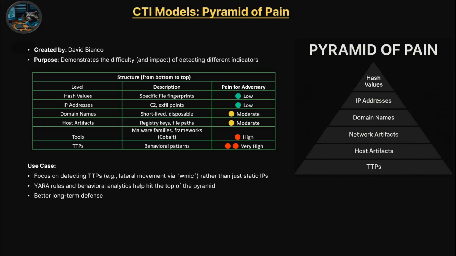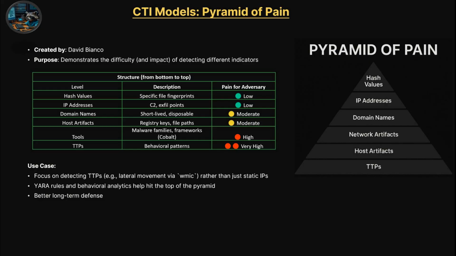It focuses on detecting TTPs, for example, lateral movement via WMIC, which is Windows Management Instrumentation. It is very much used when we are doing lateral movements, because, for example, RDP sessions are not being used to log in from one machine to another. So WMIC helps a lot, but it is highly detectable. But there are ways to bypass it.